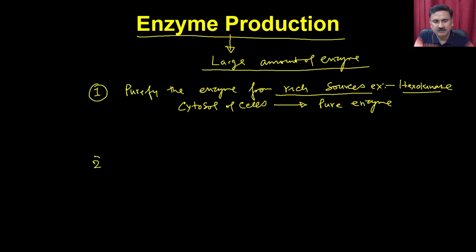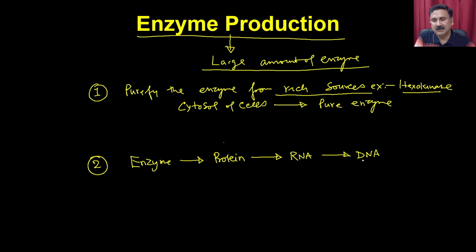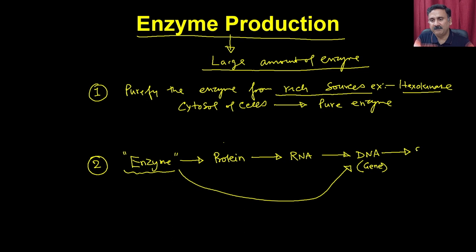The second approach, which is more straightforward and gives you the enzyme with a lot of ease, is this. Enzymes are made up of proteins, and proteins are synthesized from RNA, which is coded from DNA, and this DNA is also called a gene. So if I want an enzyme for my experimental applications, for structural elucidations, or for industrial applications, I should first identify the corresponding gene. Once I identify the corresponding gene, I can clone it into a suitable vector.